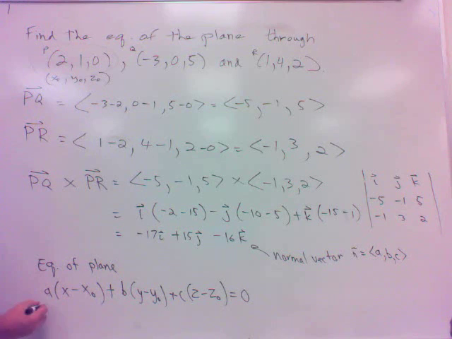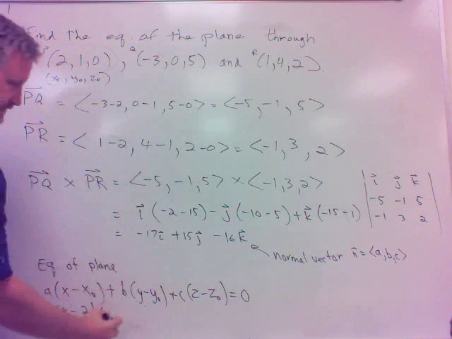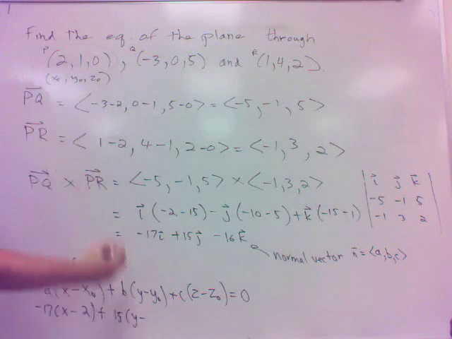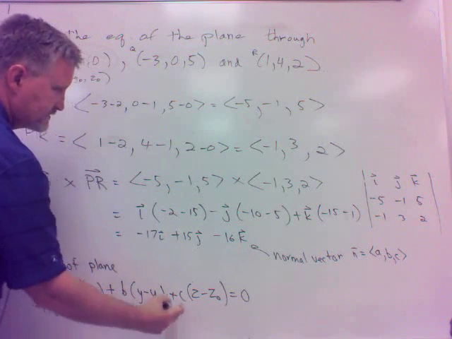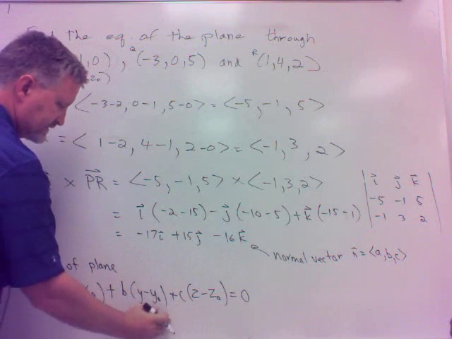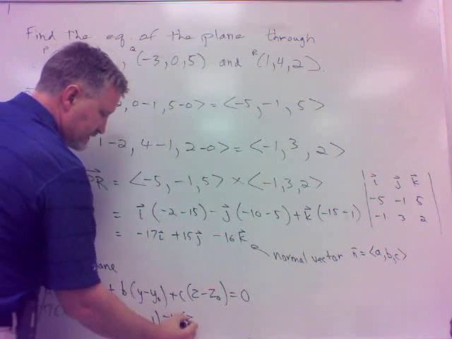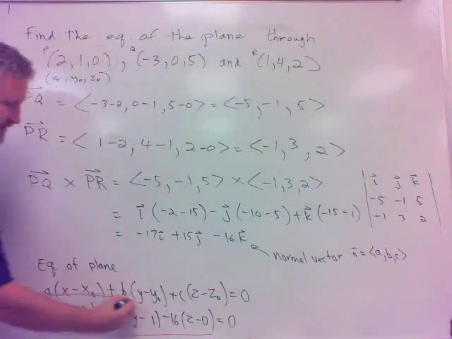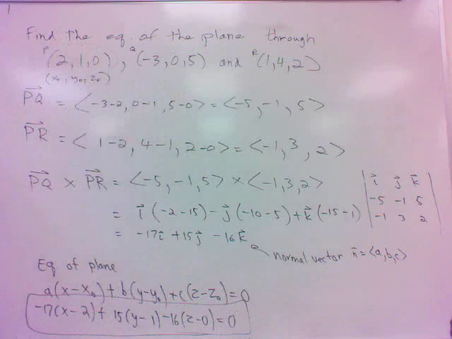It's negative 17 times x minus 2, positive 15 times y minus 1, and then minus 16 for c, z minus 0, just z. So depending on how they want that formatted, but that would be the equation of this plane.